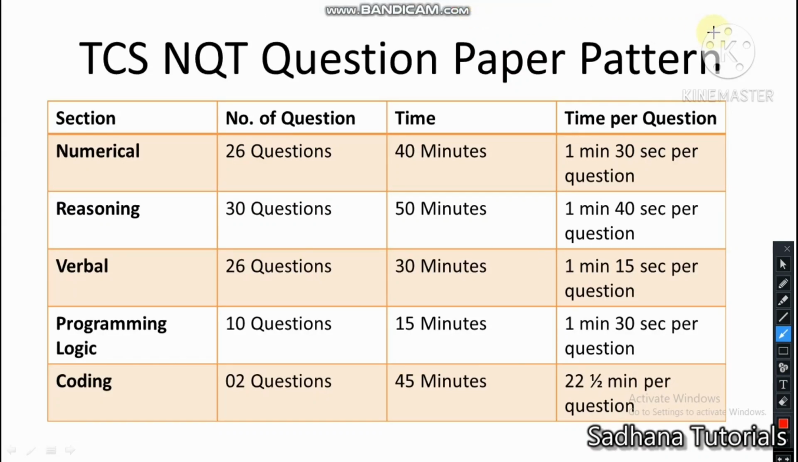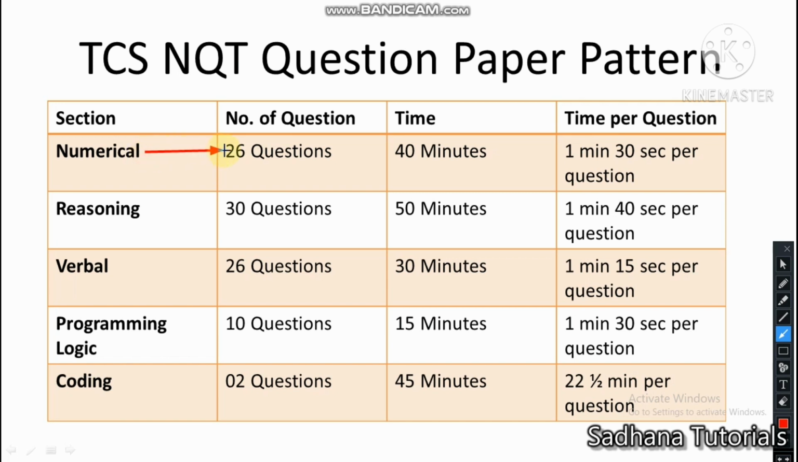Okay, friends, in this video, let us try to understand what is the question paper pattern for TCS NQT, and let us also discuss what should be our approach to crack this exam based on this question paper pattern. So, if you observe it carefully, friends, we have 5 sections, and the first section is numerical. I tried to break it down with respect to time, how much time is given to each section.